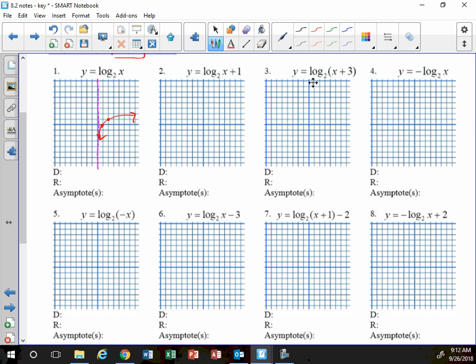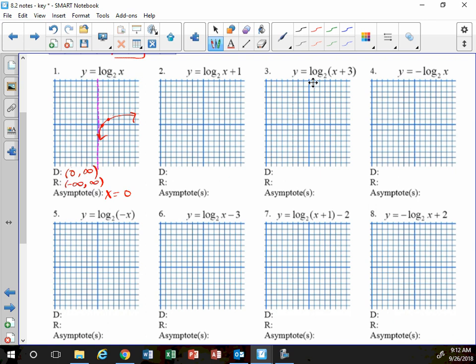So what's the domain of this one? 0 to infinity, good. What about the range? Good. Do you see how that's just flipped from your domain and range from the exponentials? And then your asymptote, instead of y equals 0, it's going to be x equals 0. All right. So you see how this is very similar to the others?